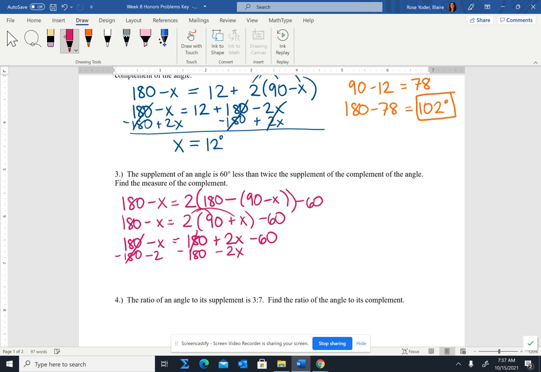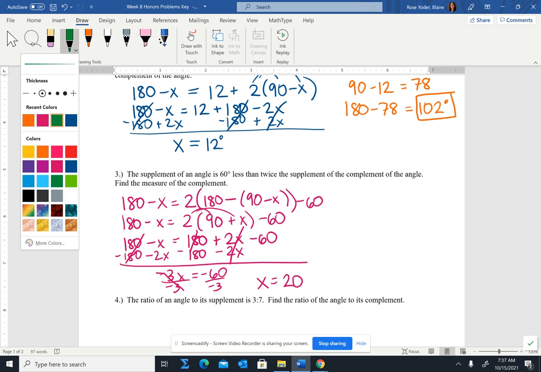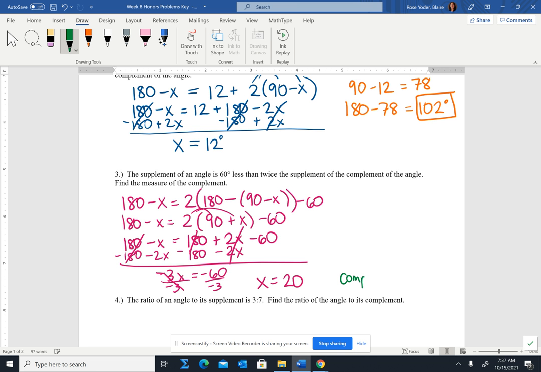I know it's tempting to deal with the minus x instead, but I want the minus 60s on the right, so I want to bring my x's over to the left. So that gives me negative 3x equals negative 60. When I divide, I get that x is 20. But it doesn't just ask for x, it asks for the complement of 20. 90 minus 20 is 70 degrees.